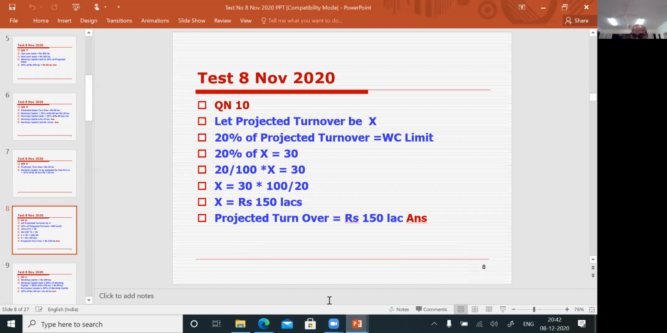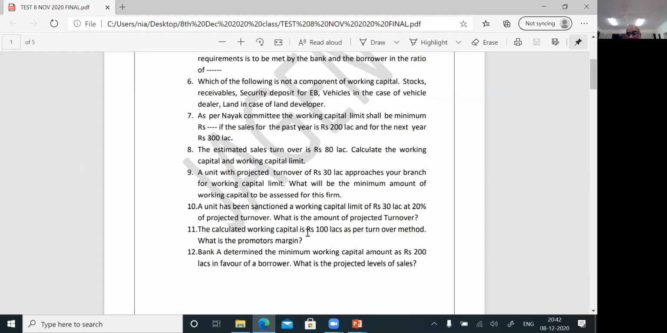Sorry, we'll see the question paper. Question number 11. The calculated working capital is 100 lakhs as per the turnover method. What is the promoter's margin? The working capital is divided between the bank and the promoter in the ratio of 80:20.